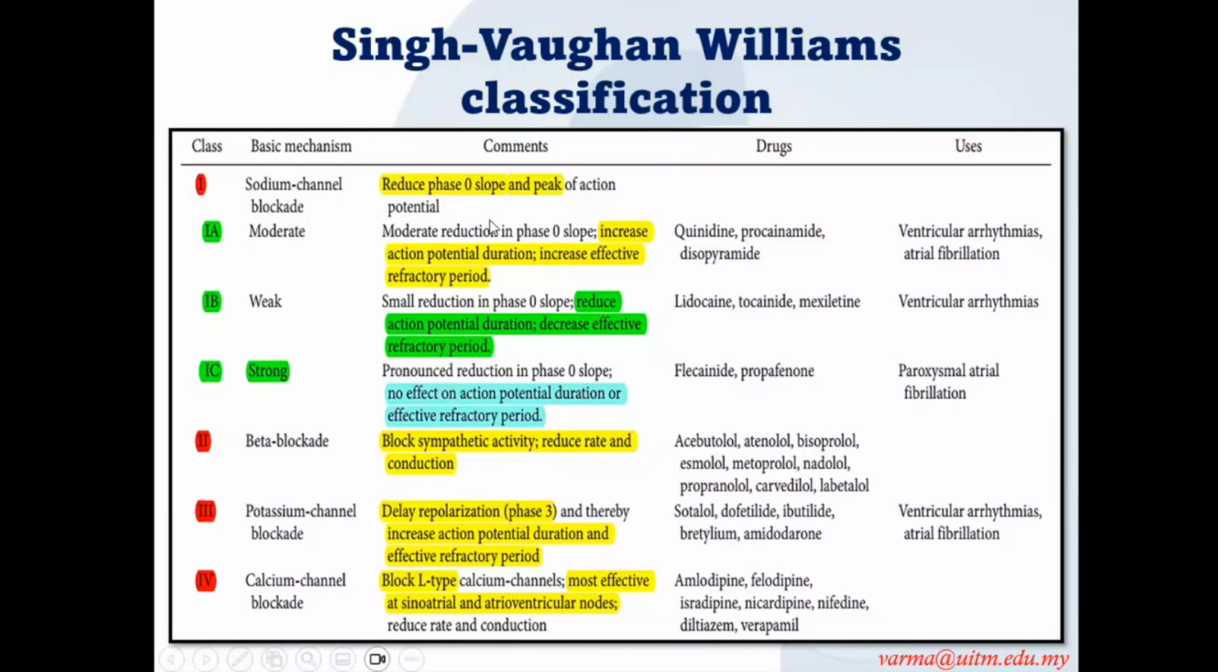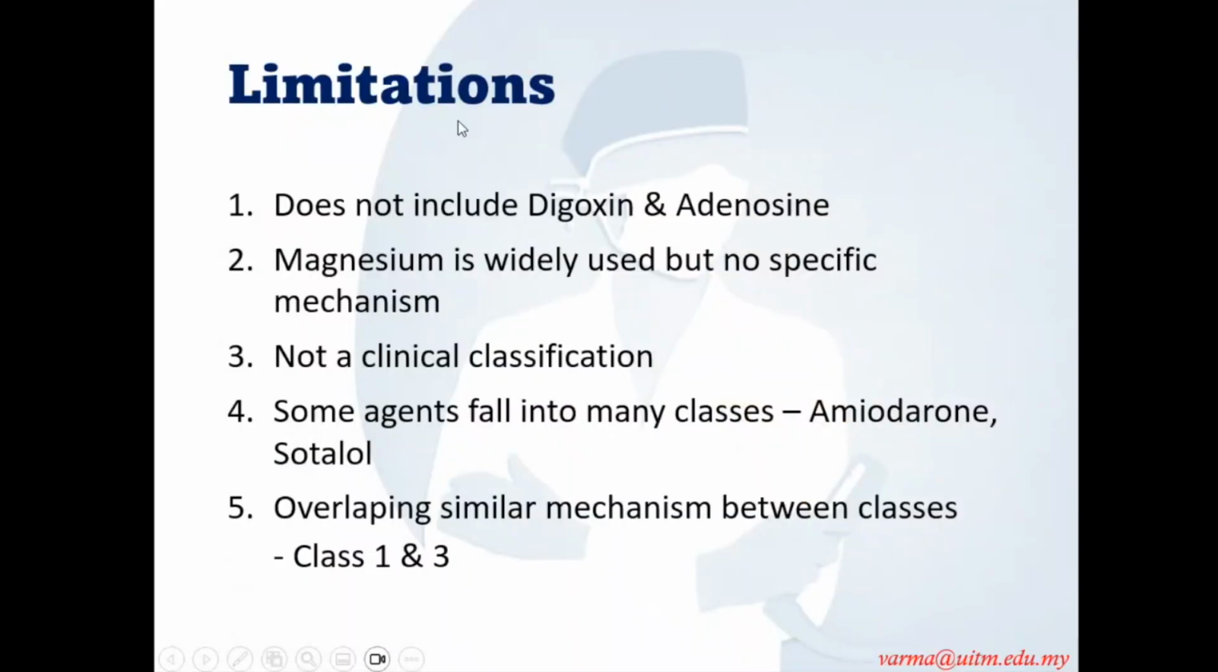The main limitation is that it does not include digoxin and adenosine, which are very common antiarrhythmics that are used. When this Vaughan-Williams classification was introduced, they did not include digoxin and adenosine. They didn't put them because it's an ion channel or receptor classification, and digoxin and adenosine work in multiple pathways. Another drug, magnesium, an electrolyte which we use widely for most supraventricular arrhythmias, is also not included. Magnesium is a wonderful antiarrhythmic.